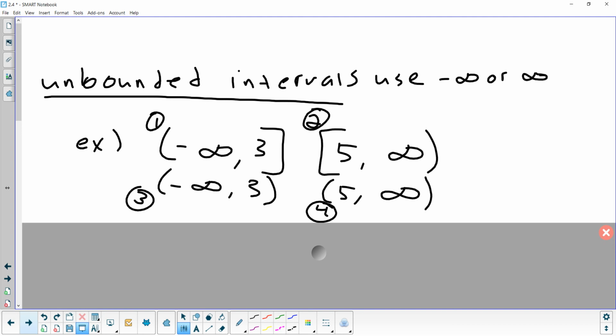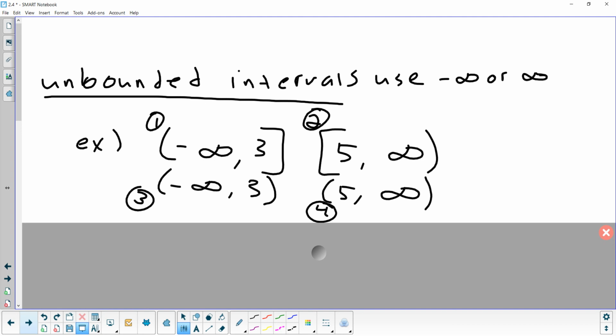Yes? Do parentheses always go with infinity, rather than a bracket? Will infinity ever have a bracket? No. Infinity always has a parenthesis, because a bracket means that whatever value is next to it is a number you can reach. Infinity is not a number you can reach. Yep.